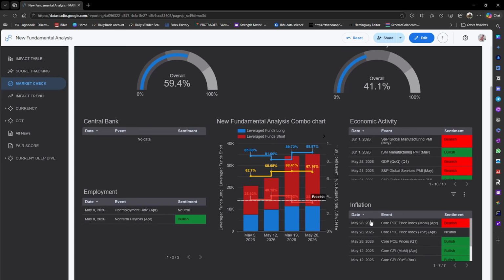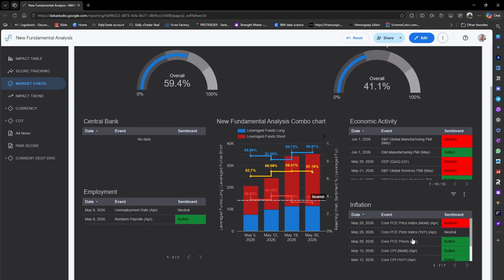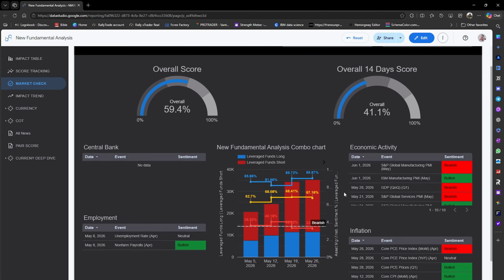And last but not least, we look at the inflation data. We have the core PCE price index month over month being bearish, the core PCE price index year over year being neutral, and the core PCE price first quarter being bullish, while the core CPI month over month is bullish, as well as the CPI year over year and the core CPI year over year also bullish. So overall, this gives a good stance for the US dollar in terms of economic data releases.